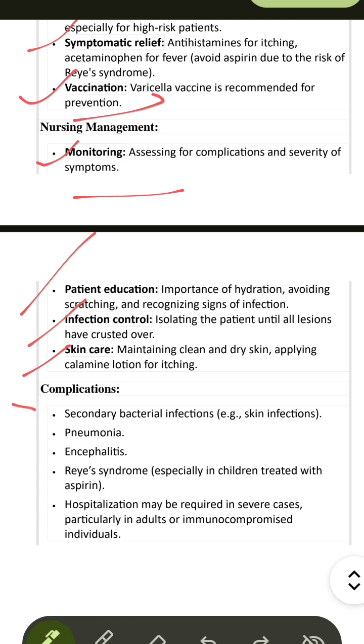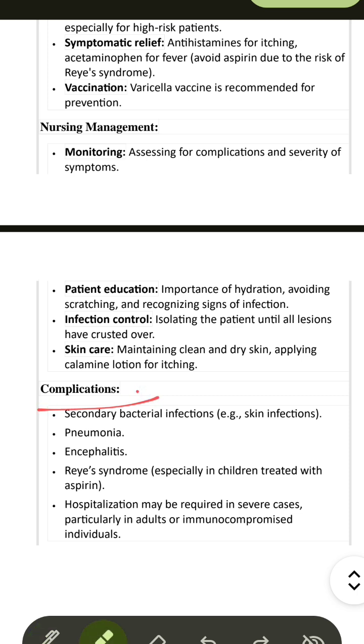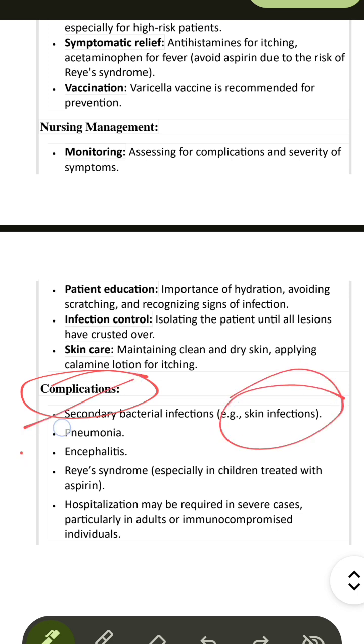Next we'll see the complications. In complications, secondary bacterial infections like skin infections and pneumonia will be there, as well as encephalitis and Reye syndrome, especially in children treated with aspirin. Next, hospitalization may be required in severe cases, particularly in adults or immunocompromised individuals. So these are the complications of chickenpox.